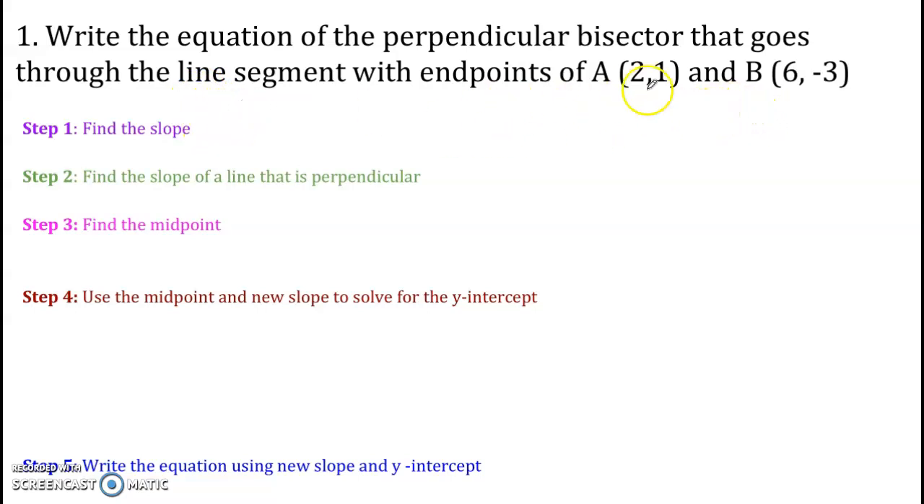So remember, your slope is your changing y over changing x. So I'm going to label this x1, y1, x2, y2, and then I'm going to go ahead and substitute this. So it's negative 3 minus 1 over 6 minus 2. When we simplify, this is negative 4 over 4, which is equal to negative 1. So your slope is negative 1.